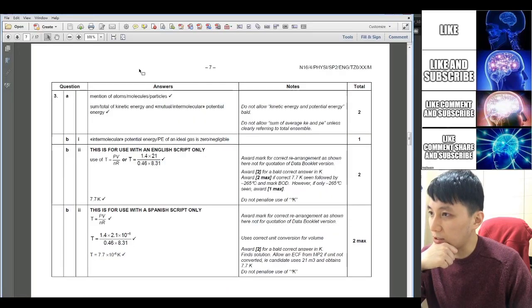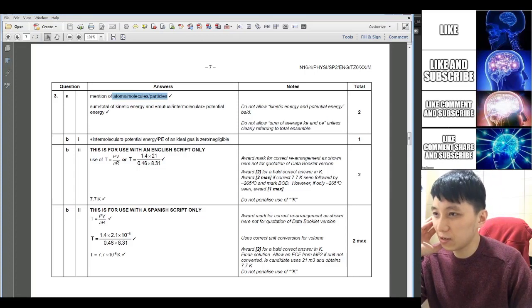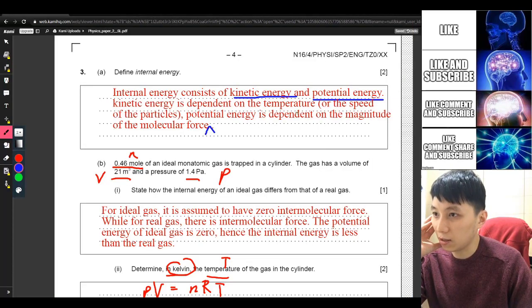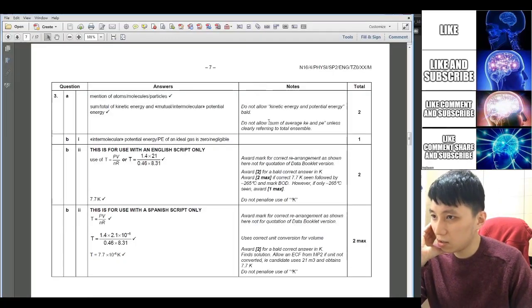Oh, maybe I didn't. So we have to talk about off the, well, I thought that was obvious. Do not allow KEM. What does that mean? Oh, okay, total. Yeah, I did. I think I said total, right? Consists of. So that means total, right? Do not allow sum of average K unless. Okay.